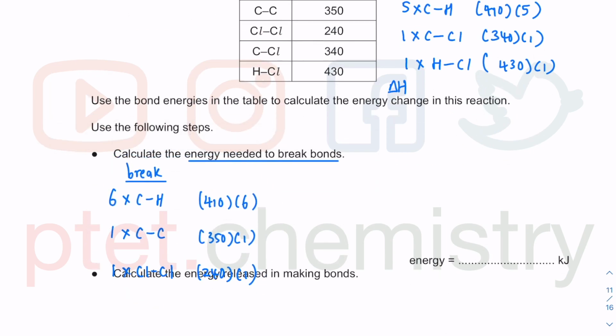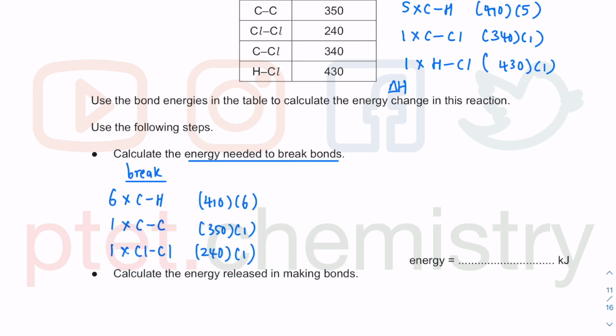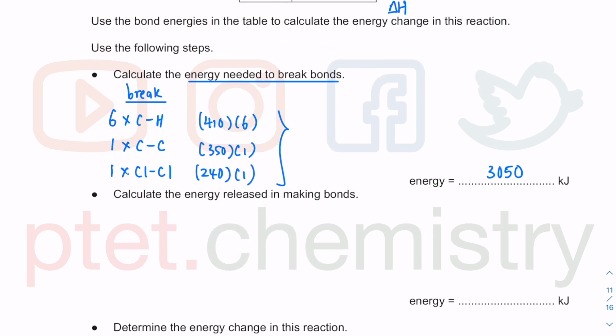Looking at the values that we have, this is all the bonds that we break. So I'm going to add this value together. 410 times 6 plus 350 times 1 plus 240. I get 3050 kilojoule. And this is absorbed in order to break bonds, because bond breaking is endothermic.